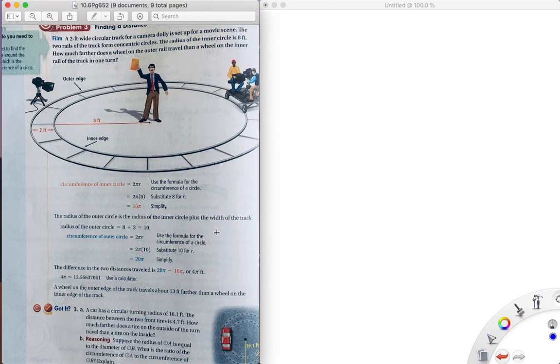I guess it's a television camera around a track. The track is 2 feet long from the center to the outer edge, and the guy is 8 feet from the track. So I guess they want to know the differences. What do they want? They want to find the distance of the wheel. Okay, so you're going to do a subtraction.